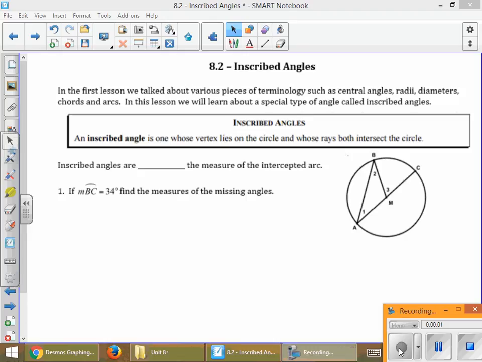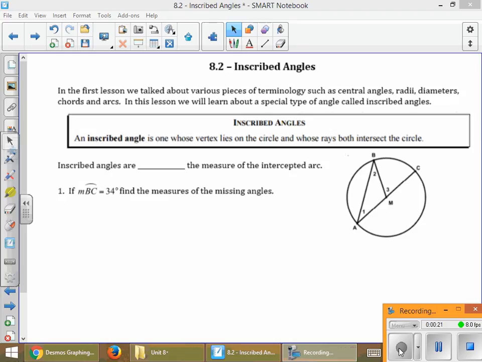All right, so we're talking about inscribed angles. The first lesson you talked about various pieces of terminology: the central angles, the radii, diameters, the chords, and arcs. Now you're going to learn about a special angle called inscribed angles. Before we go any further, when you hear the word inscribed angle, what's it make you think of?